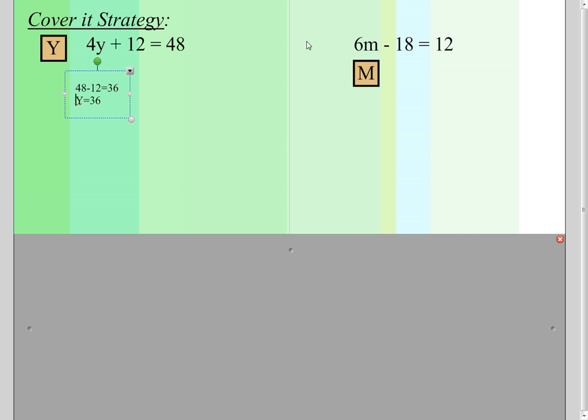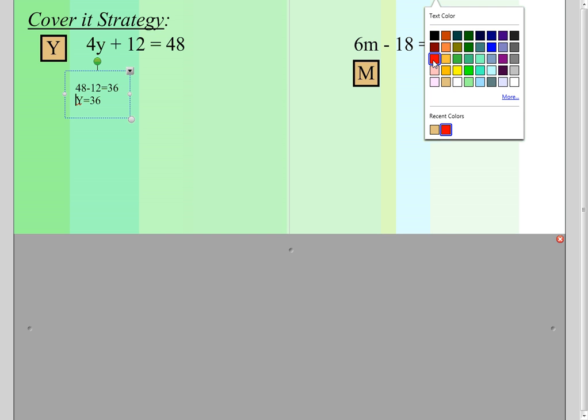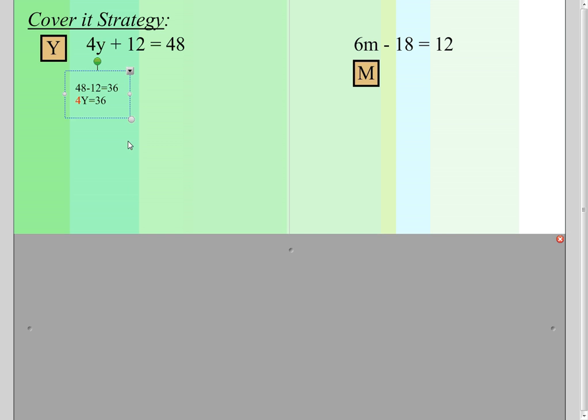So now I'm going to come back in here and add in that 4y. Well, 4y means that it's really 4 y's. It's y, y, y, and y is equal to 36. Well, if 4 y's is 36, then I would do 36 divided by 4, which equals 9. So now I know that y equals 9.